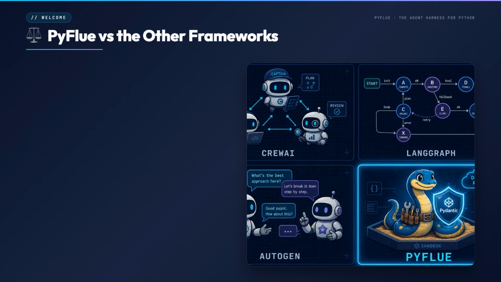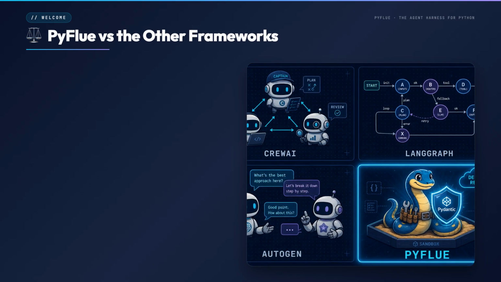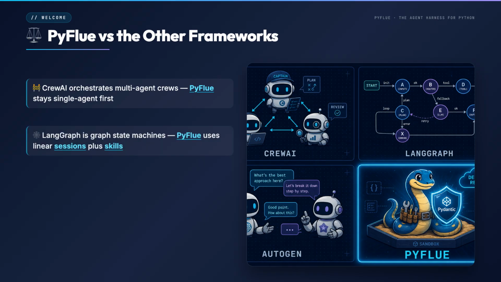Now you might be wondering how PyFlue stacks up against the agent frameworks you already know. CrewAI is fantastic when you need multi-agent crews coordinating on a job. PyFlue stays single-agent first, with clean Markdown skills instead of role-playing teams. LangGraph models an agent as a graph state machine, which is incredibly powerful, but also a lot of ceremony. PyFlue takes the simpler harness approach with linear sessions plus reusable skills.